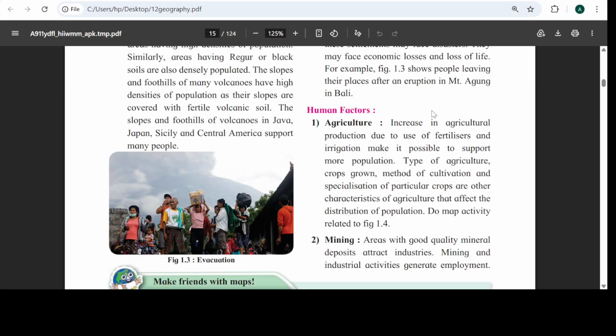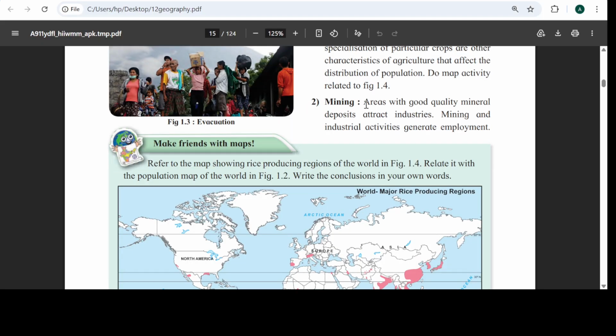Human factors. Agriculture. Increase in agricultural production due to use of fertilizers and irrigation makes it possible to support more population. Type of agriculture, crop grown, method of cultivation, and specialization of particular crops are other characteristics of agriculture that affect the distribution of population. Do the map activity related to Figure 1.4. Second, mining.